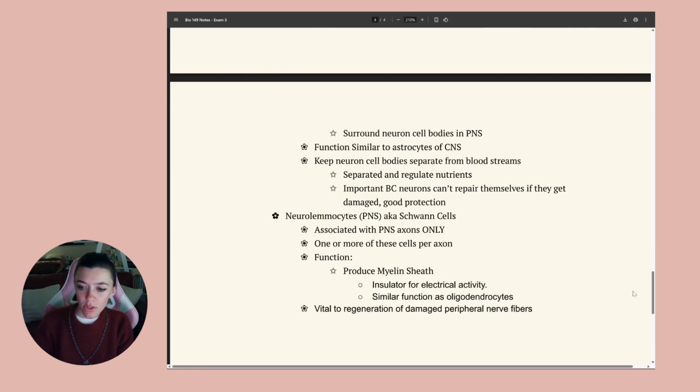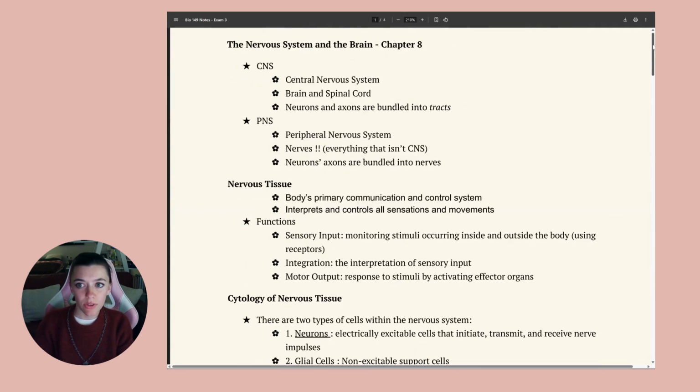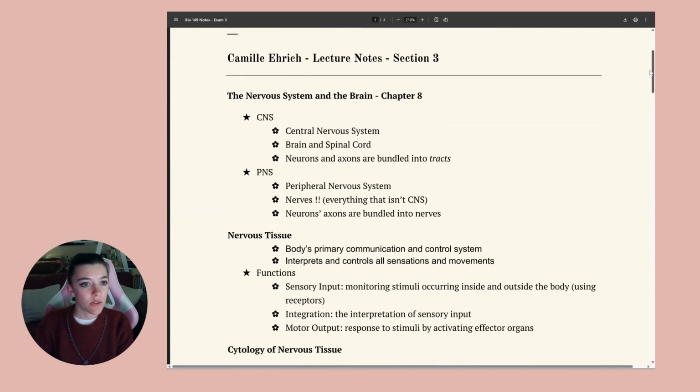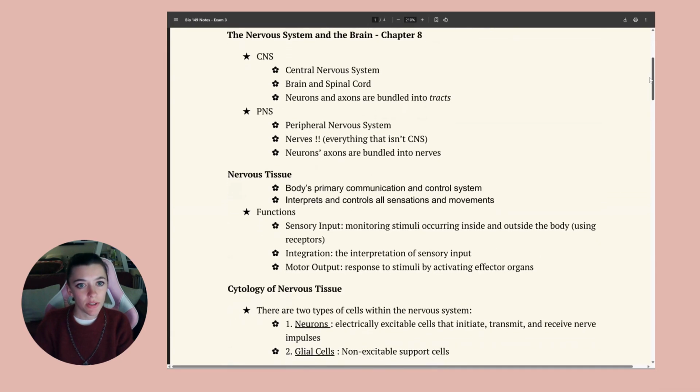And that's pretty much all that we've gone over for the nervous system so far, and that's all that we need to know for the second exam regarding that. So that's the integumentary, the skeletal, the muscular, and a little bit of the nervous system for exam 2 in anatomy and physiology.